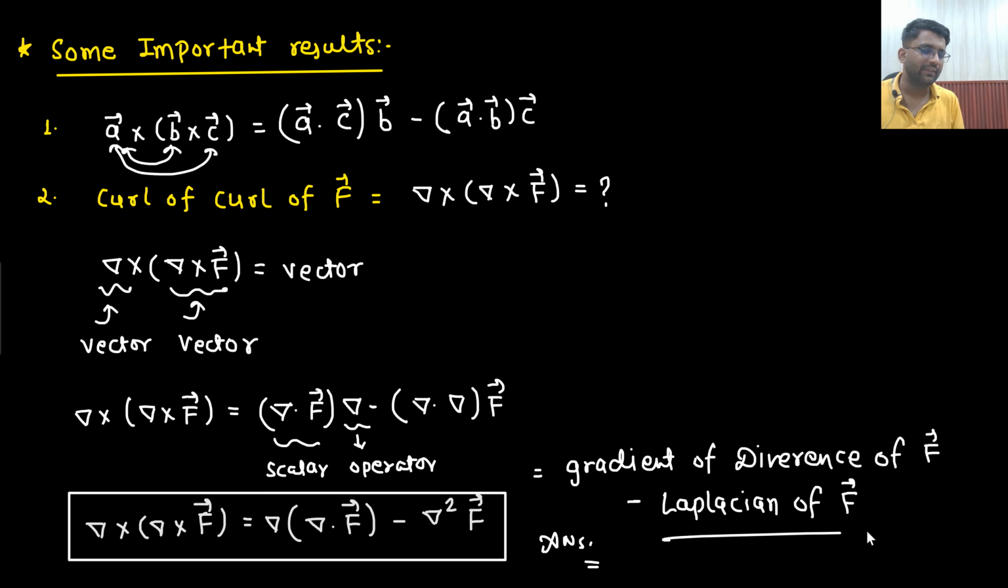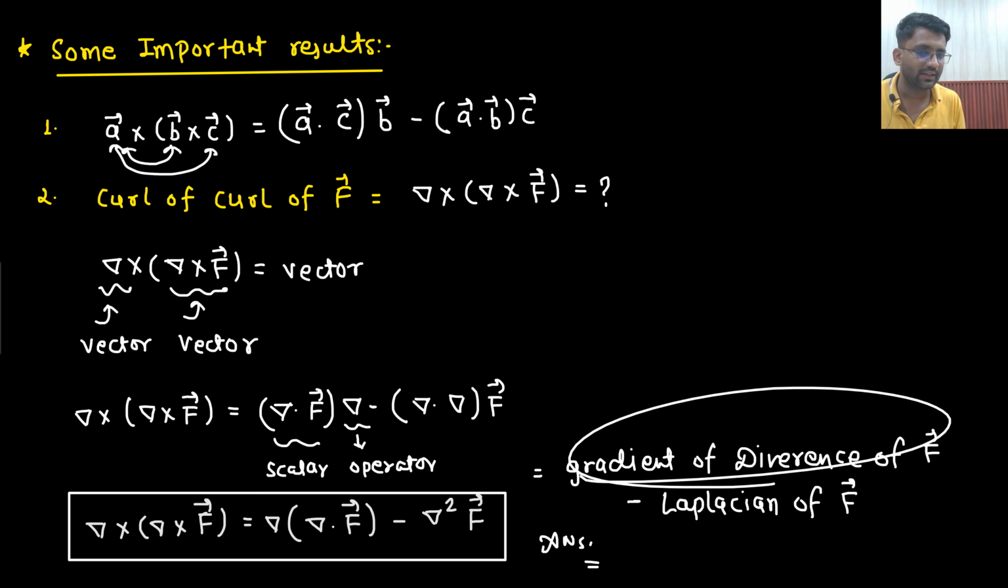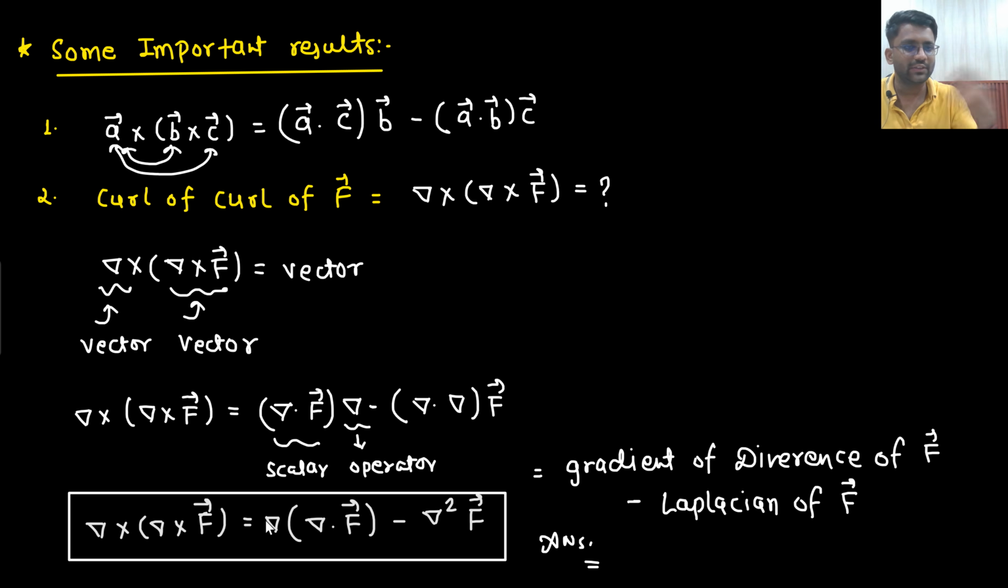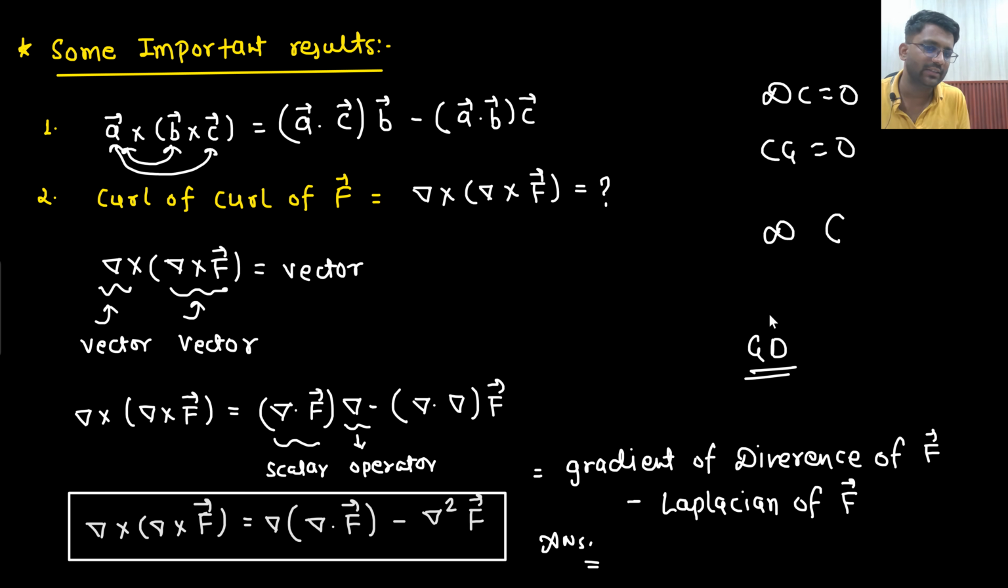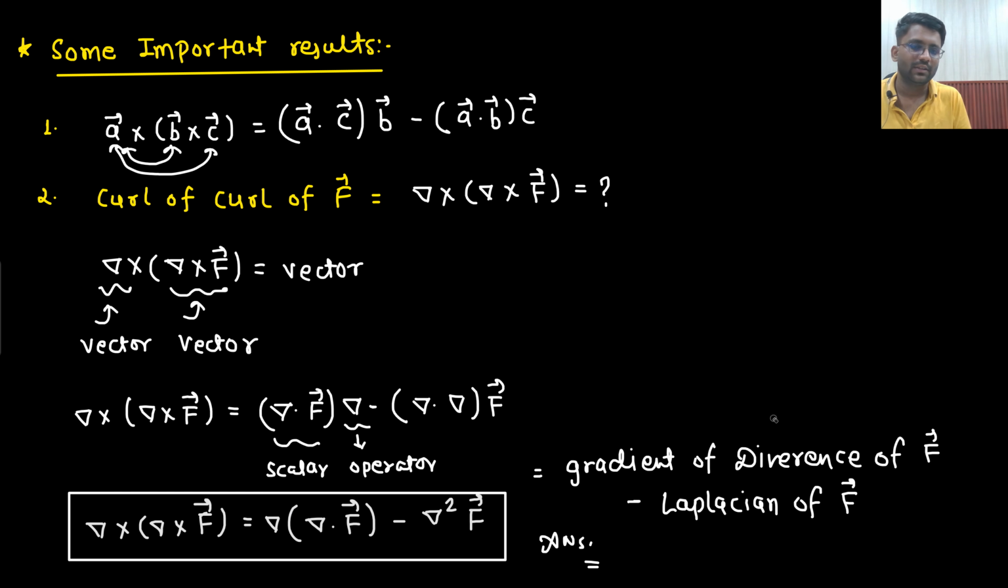Laplacian of F. So now let me know, is it a vector quantity? Yes, sir. Is this a vector quantity as well? Yes, sir. Gradient will always give a vector answer, no? This is GD, gradient of divergence. Is it a null identity? No, there are only two null identities, sir: DC is 0 and CG is 0. So divergence of curl is 0 and curl of gradient is 0. Gradient of divergence is not a null identity, so it will give you some result, whatever the result, minus the Laplacian of F.